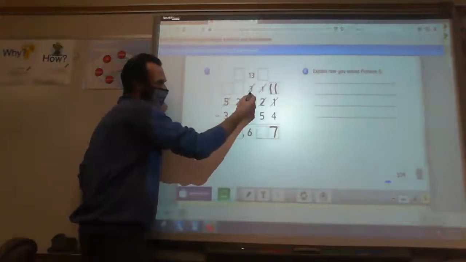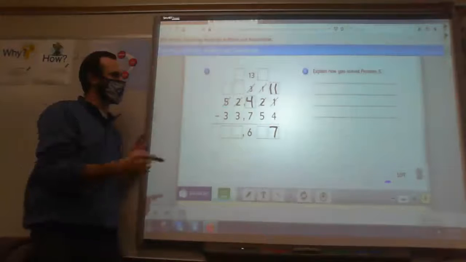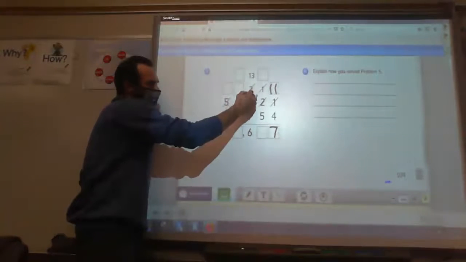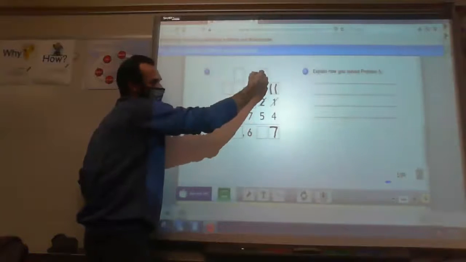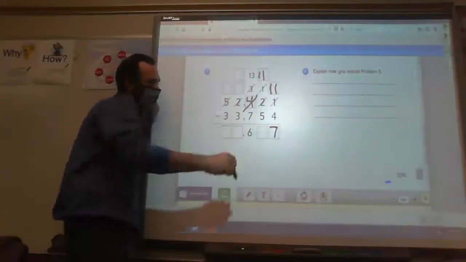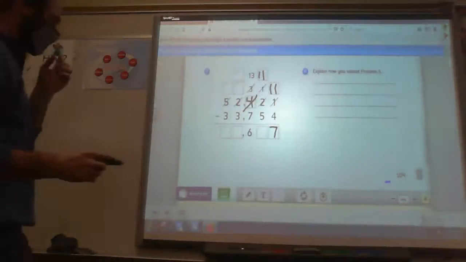If we have a 3 here, what did they cross out down here? A 4. It's going to be 1 bigger than this. So they crossed out this 4, made it a 3. We had 1 here. It's also going to turn into 11. And 11 minus 5.